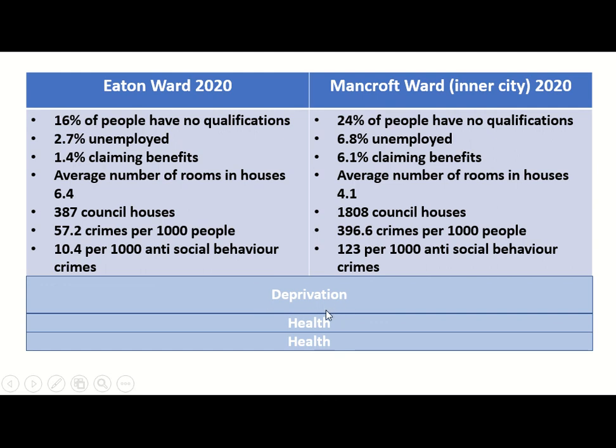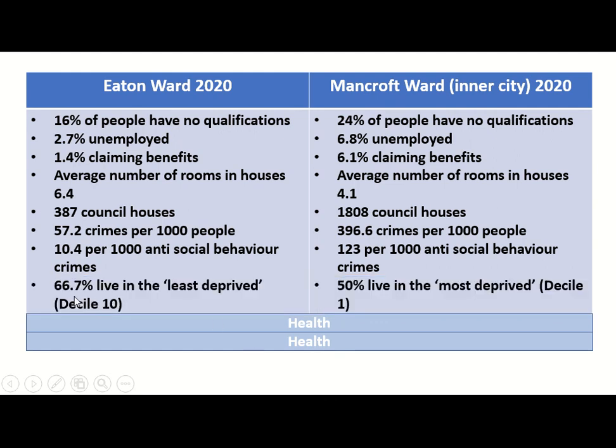Deprivation, and we're going to look at this in a second. 66.7% live in the least deprived decile, okay, 10% or 10 categories. You've got the most deprived, which is category 1, and the least deprived is category 10. So 2/3 of the people that live in Eton are in the least deprived category, whereas half the people that live in Mancroft are in the most deprived category. You could not find it more polarised.